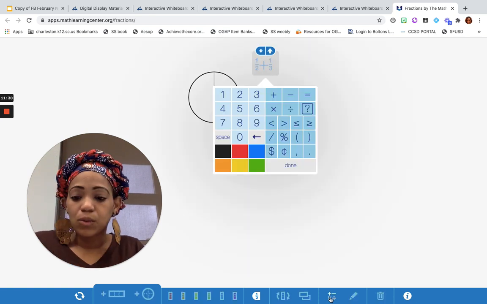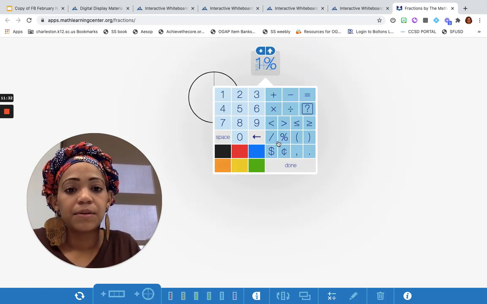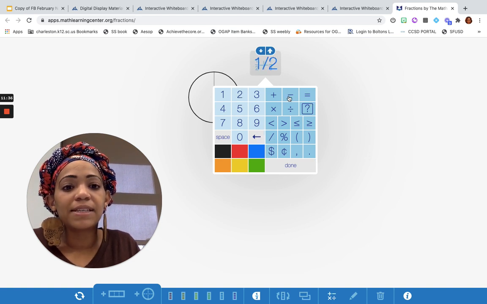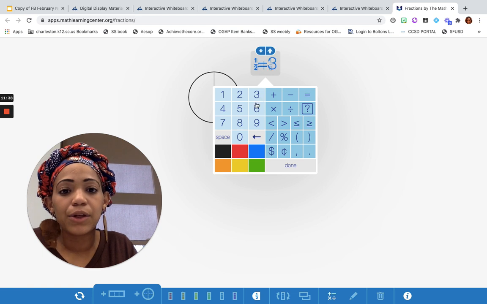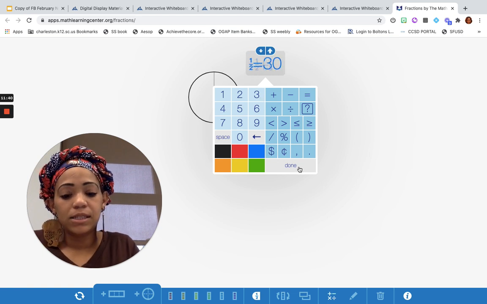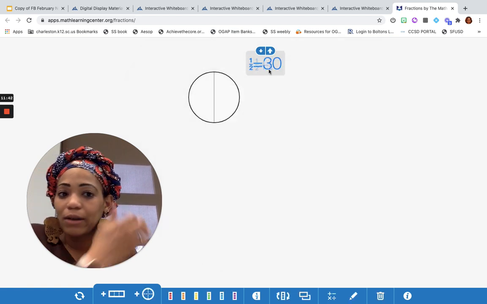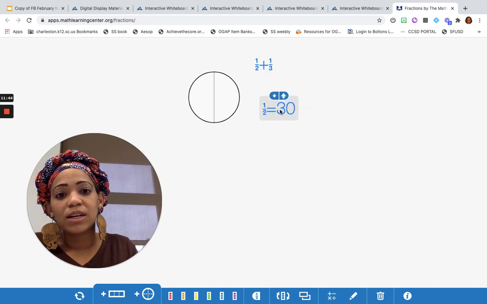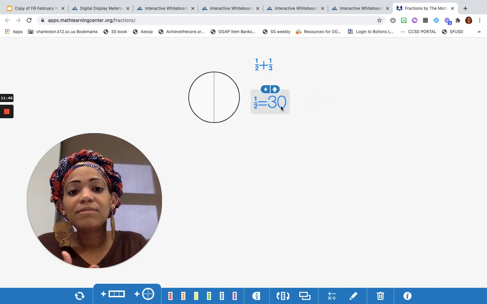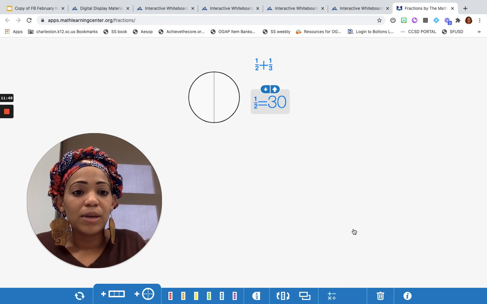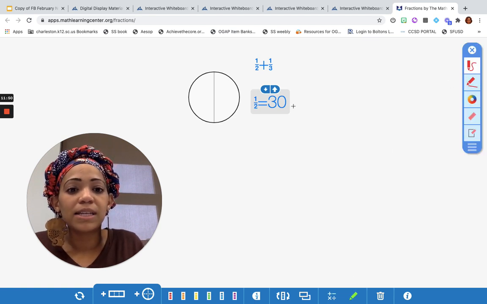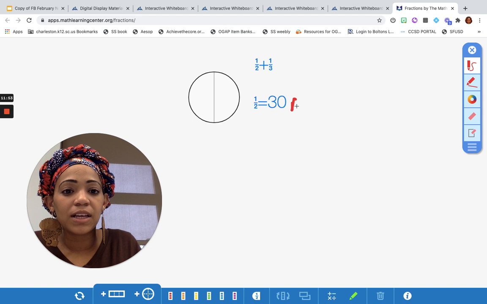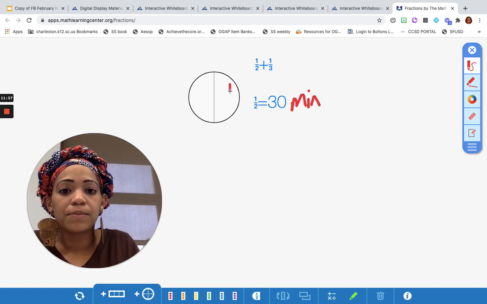Good. So 1/2 is the same thing as saying 30 minutes. And for some reason I can't write words with this app, so you'll kind of have to imagine that I put the word, or maybe I can use my pen tool, put minutes after it. So 1/2 is 30 minutes, and here's my 1/2 so far.